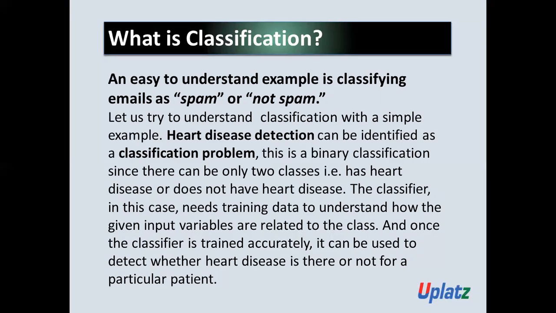The classifier in this case needs training data to understand how the given input variables are related to the class. Once the classifier is trained accurately, it can be used to detect whether heart disease is there or not for a particular patient. So heart disease detection is a binary classification since there are only two classes, that is, whether a patient has heart disease or doesn't. Got it?